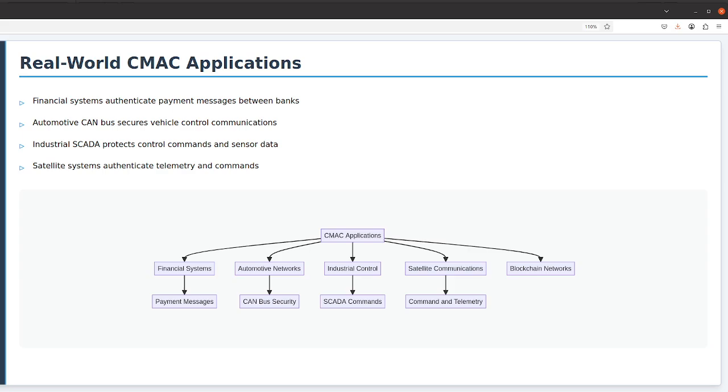Smart grid applications authenticate commands to power distribution equipment and verify meter readings. The large-scale deployment of smart meters and grid automation equipment makes efficient authentication essential, and CMAC provides this while meeting the security requirements of critical infrastructure protection.